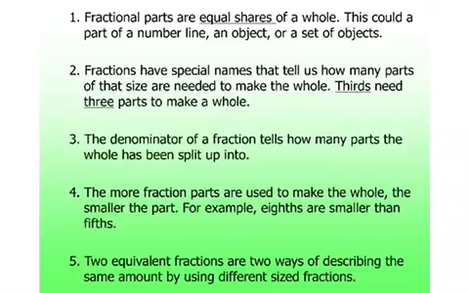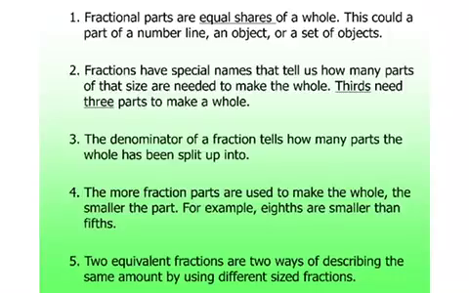The denominator of a fraction tells how many parts the whole has been split up into. The more fraction parts that are used to make the whole, the smaller the part. An example would be eighths are smaller than fifths, right? Because you had to split the whole 8 times, rather than with fifths you'd only need to split it 5. So each of those sections would be bigger.